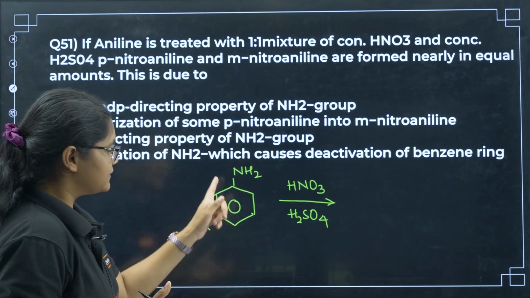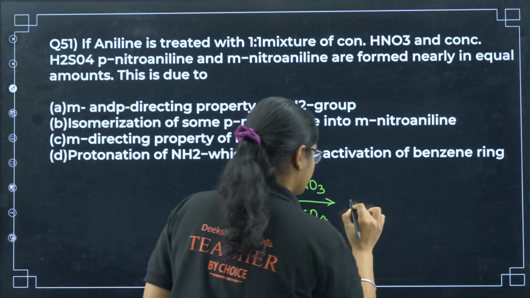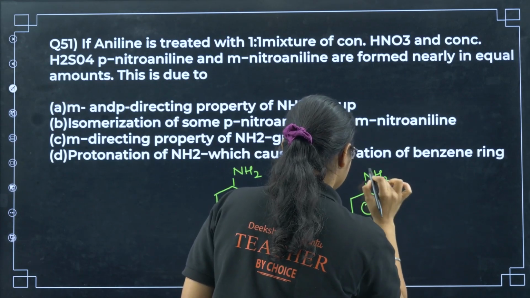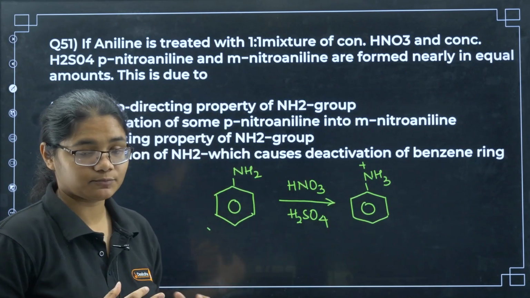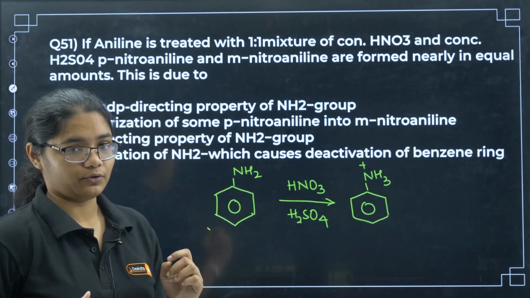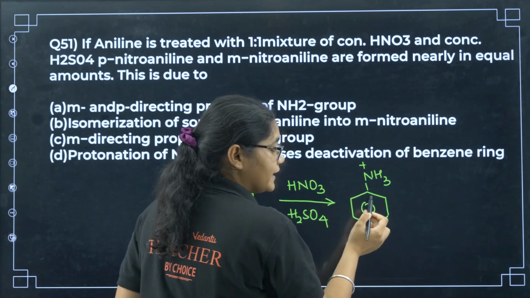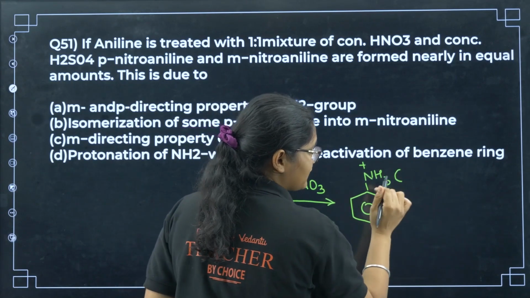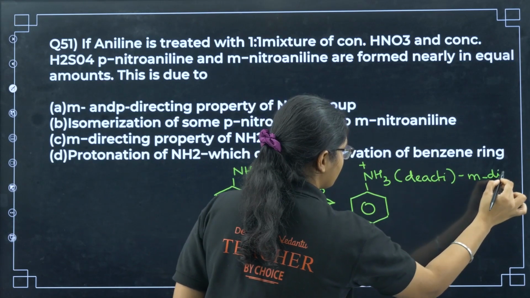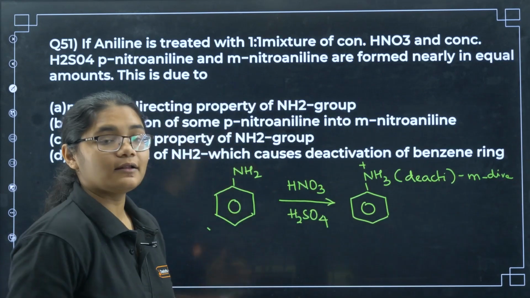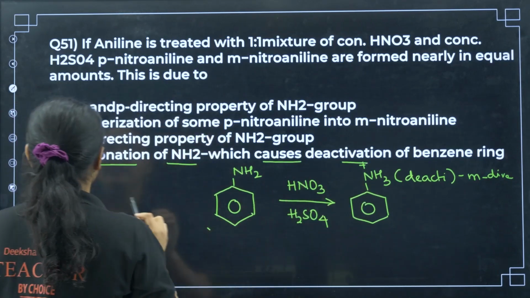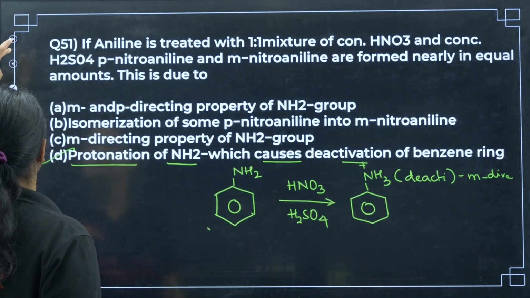H plus is present, this NH2 gets protonated, and what do I get when it gets protonated? NH3 plus I will get. Now this NH3 plus is an electron withdrawing group. Why? Because it can attract electrons from the ring. So it is a deactivating group, and that is why it will be meta directing, right? So that is why we get the meta product also. So the protonation of the NH2 group, which causes the deactivation of the benzene ring, option number D.